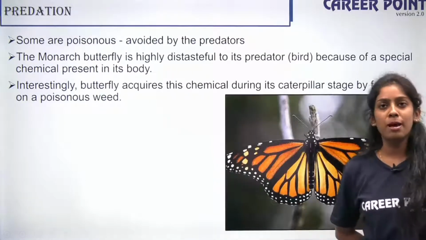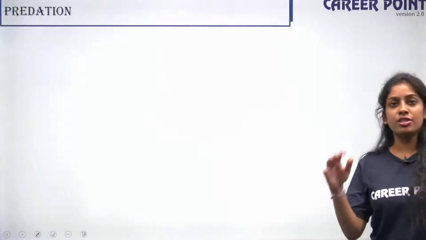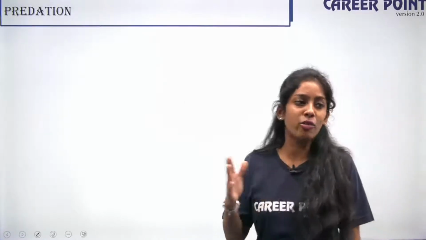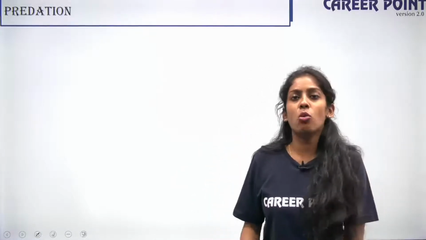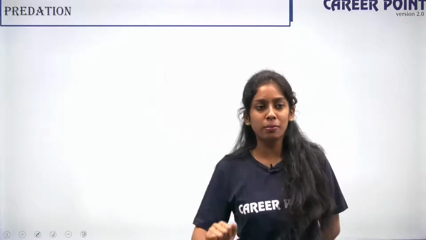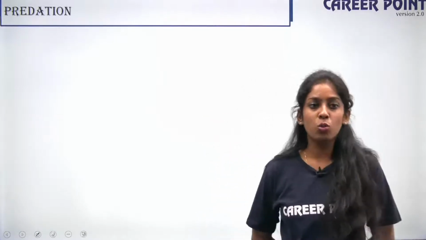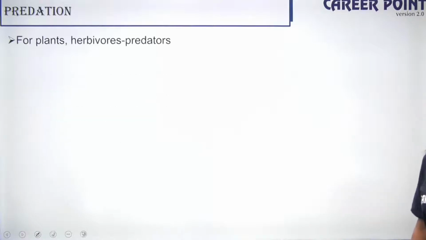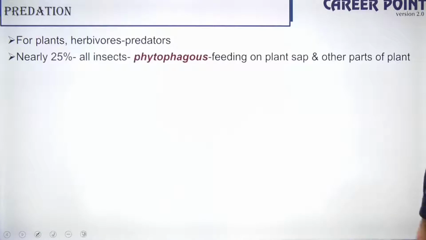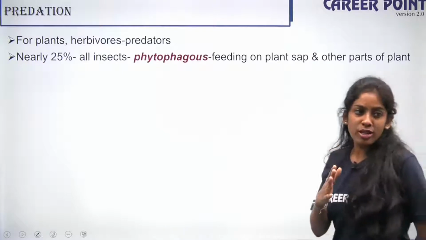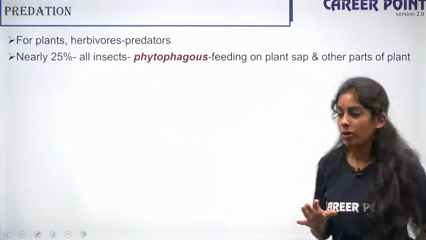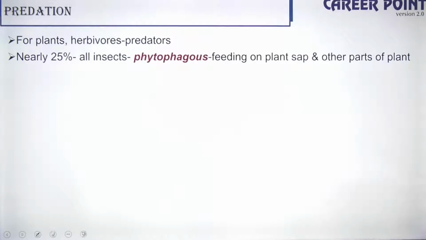Another example is about plants. At least a fox can run away from the tiger for some time, right? It has one opportunity to save its life. But what about plants? Your cow is grazing on the plant. How can the plant save itself? That is also a type of predation, right? For plants, all the herbivores are predators. Nearly 25% of all insects are phytophagous. Phyto is plant, phagous is feeding on. They are phytophagous, feeding on plant sap and other parts of the plant.